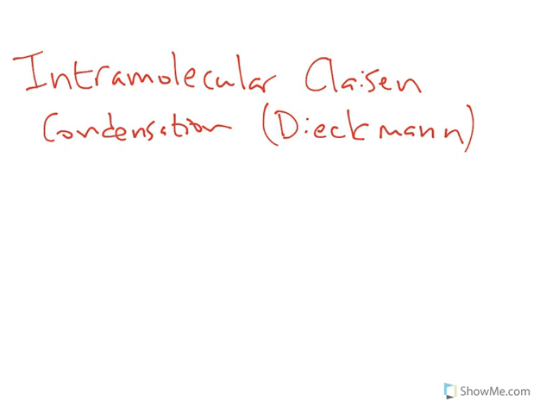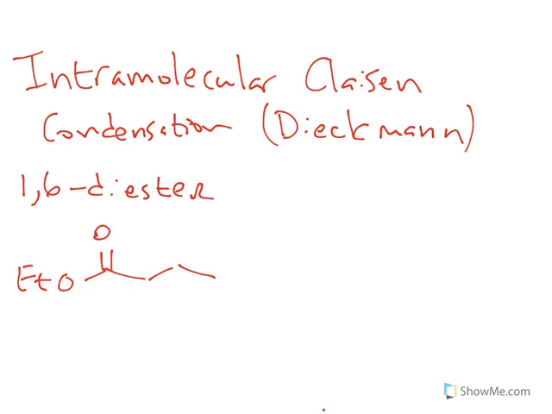All right. So we can do this with something called a 1,6-diester. So if we look here, one, two, three, four, five. Did I get that right? 1, 2, 3, 4, 5, 6. Yes. This is called a 1,6-diester. And if you notice, it is a molecule with two esters on it, hence the name diester.